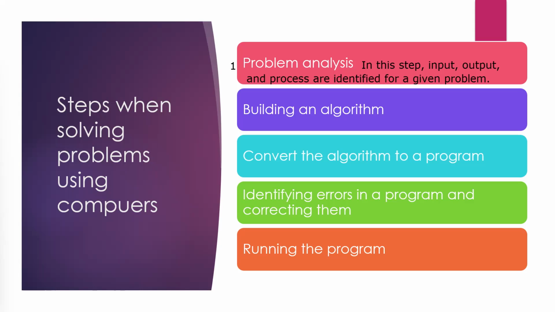Now, once you identify this input, output, and the process, the second one, you build an algorithm. Let's take down. Step 2 is building an algorithm.